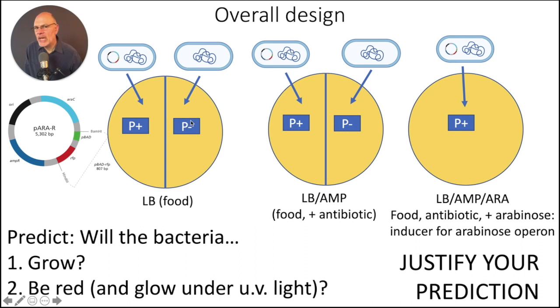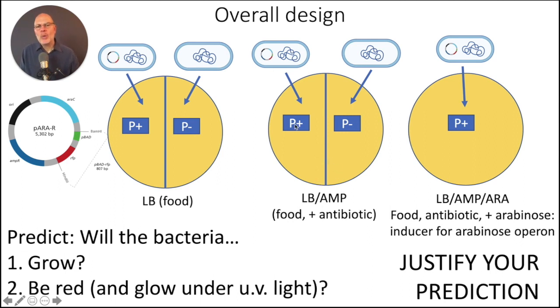One side will just get ones that were never transformed, those are P-. So one plate just has food for the bacteria to eat and for colonies to potentially grow. On the next plate, we've added ampicillin to this Luria broth. Ampicillin is an antibiotic. It's still in use by people today. If a kid gets an ear infection, they might take ampicillin to fight that off.